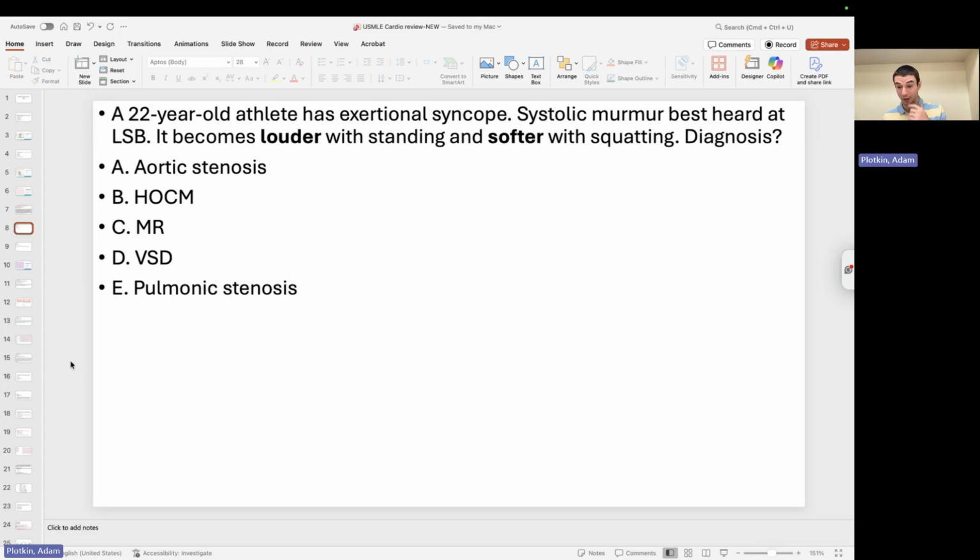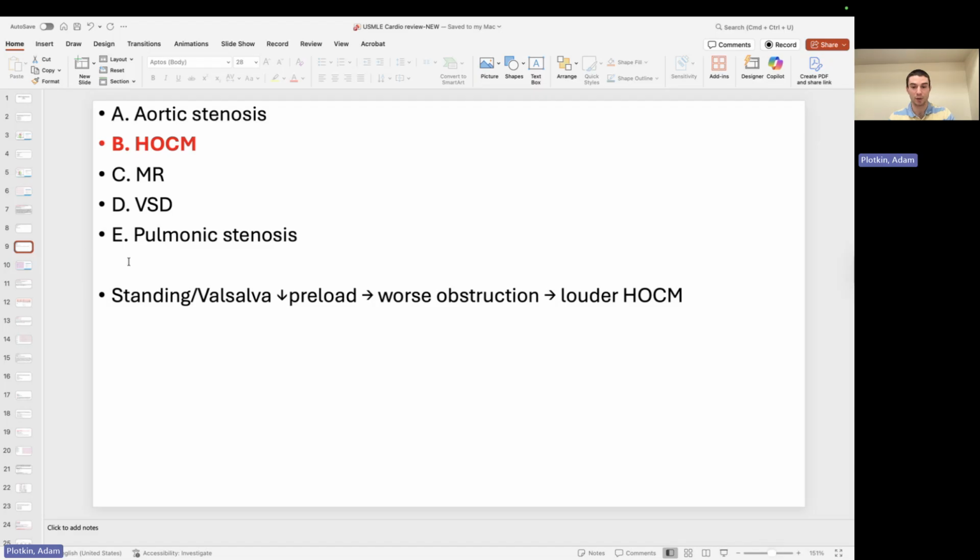As I taught you in the last video, you might be thinking, what the heck are you talking about? Valsalva decreases preload. That's all you need to know. And the V in Valsalva is an arrow pointing down, so it decreases preload. Most murmurs should decrease intensity with decreased preload, but HOCM and MVP actually increase intensity. That's what I want you to know there.